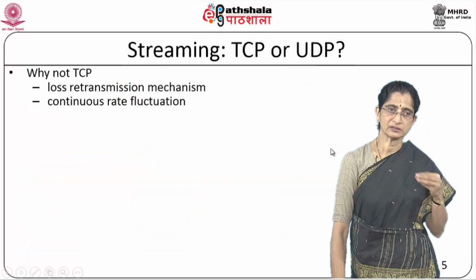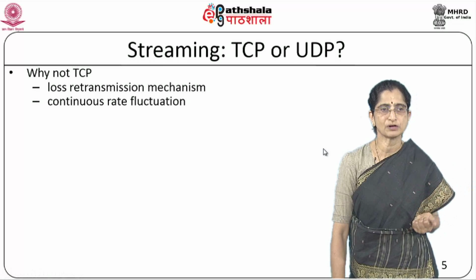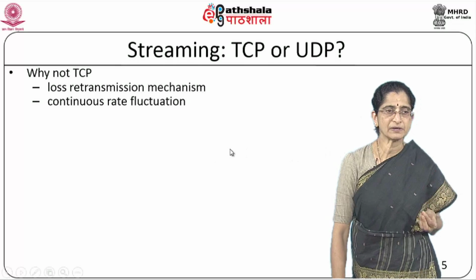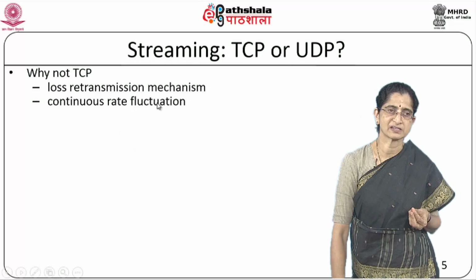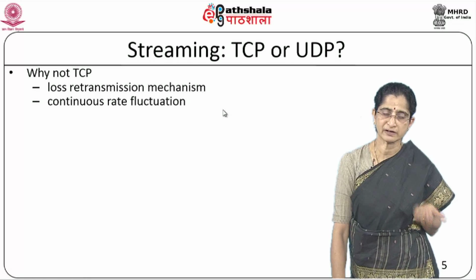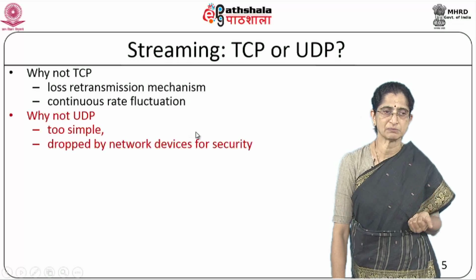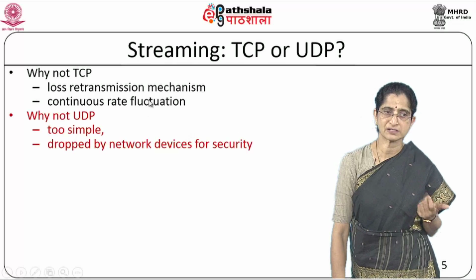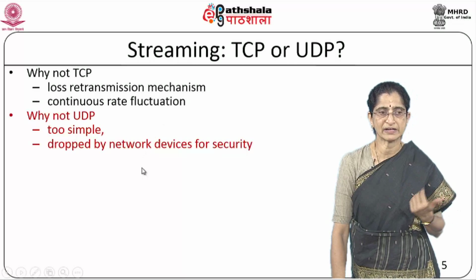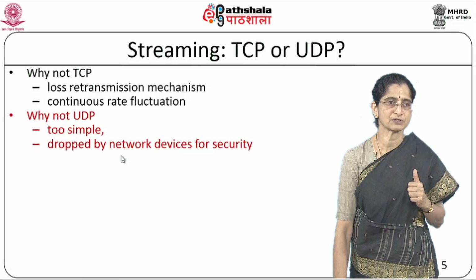Moving on, the normal question that comes up is why these additional protocols? After all, we had TCP and UDP, why could we not just do with TCP and UDP itself? Why not TCP? We have already seen this. In TCP, whenever there is a loss, there is a retransmission mechanism, and because of retransmissions there will be a delay, and delays are not acceptable when we talk of real-time applications. And there is a continuous rate fluctuation, which also is not comfortable for multimedia applications. And why not UDP? After all, it does not have these problems, it is too simple, and typically when you have a firewall or a NAT for instance, UDP packets may be dropped for security reasons. So, UDP is also not really suitable.